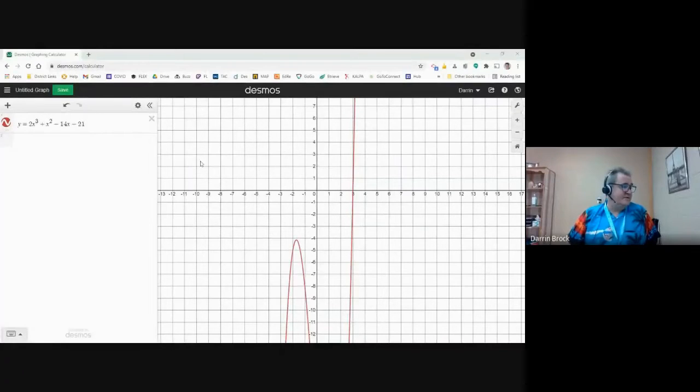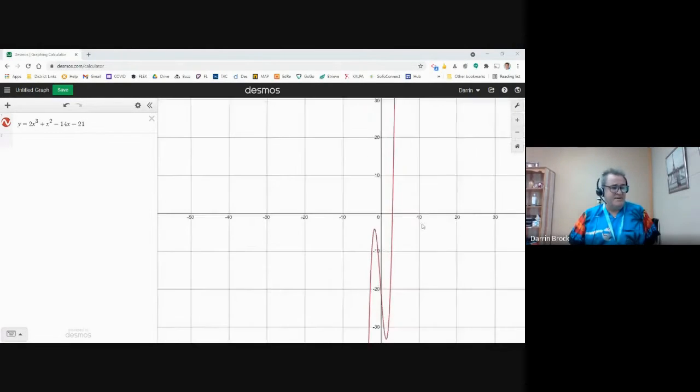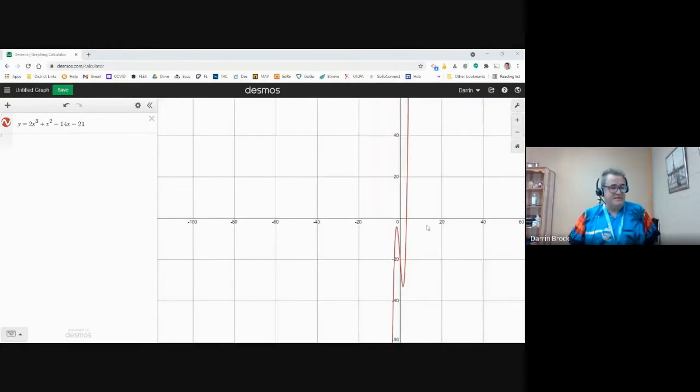Right, so we're talking about polynomials today, and we're going to talk about x-intercepts. Let's get an x-intercept of a polynomial to get started here this morning. So if we graph, and I have one of these already up here, y equals 2x to the third plus x squared minus 14x minus 21. When we graph that, the graph looks like that.